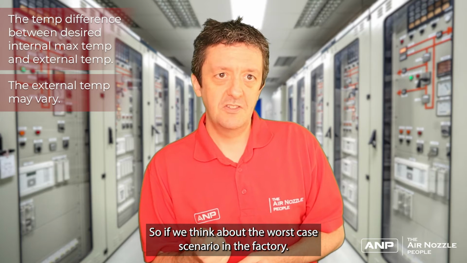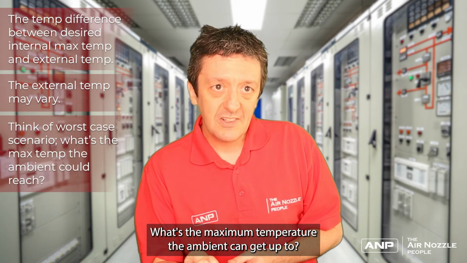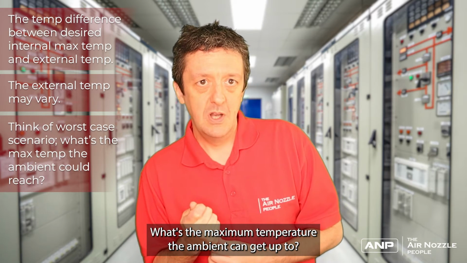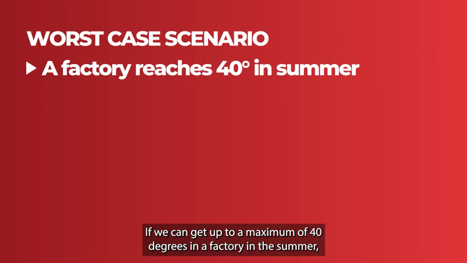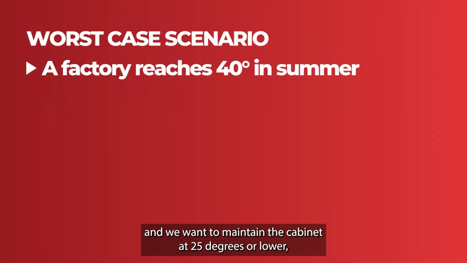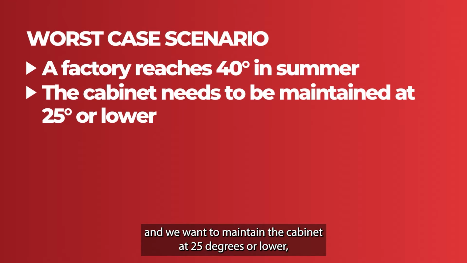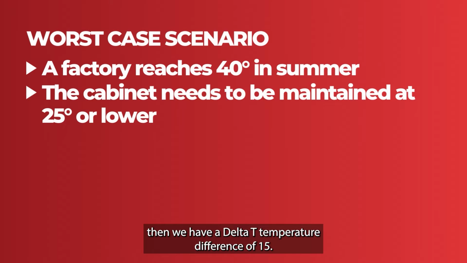So we think about the worst case scenario in the factory, what's the maximum temperature the ambient can get up to? If we can get up to a maximum of 40 degrees in a factory in the summer and we want to maintain the cabinet at 25 degrees or lower, then we have a delta T, a temperature difference of 50.